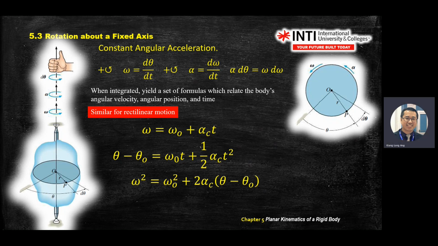So the first one, you see v equal to v0 plus at. Omega equal to omega0 plus alpha t. Change the v into omega, change the acceleration a into alpha, because now you're talking about angular. The rest, you just modify the chapter 1 equations into angular.